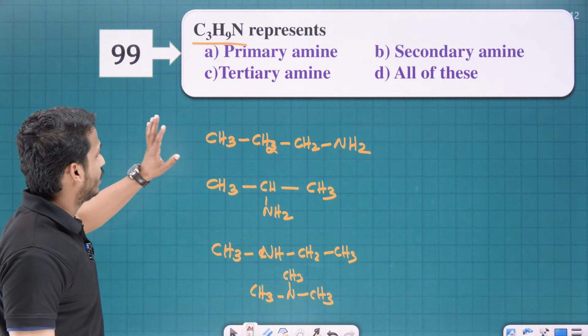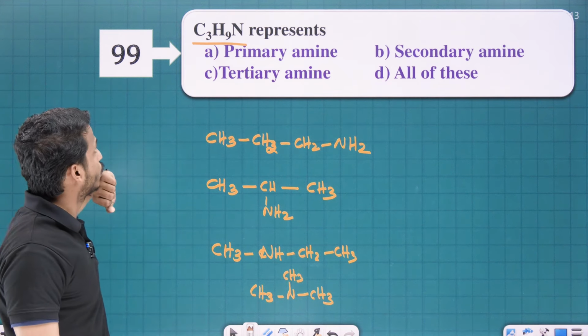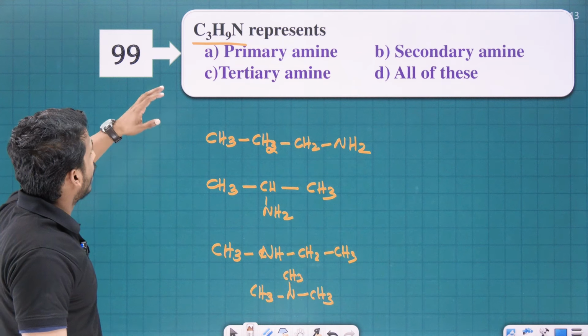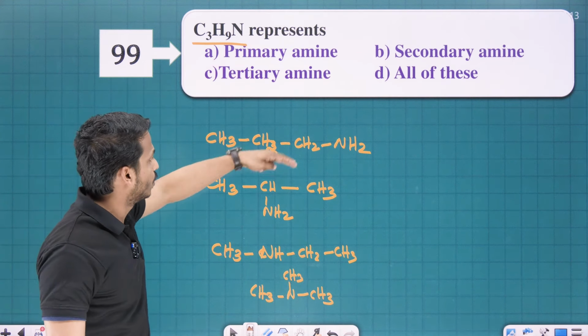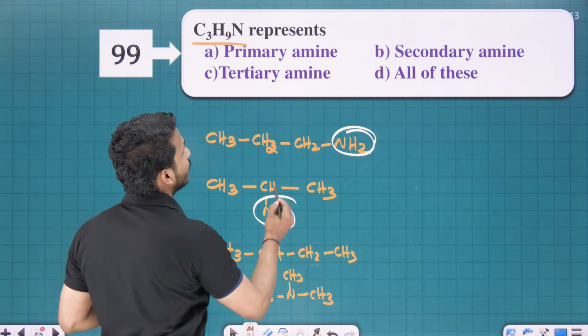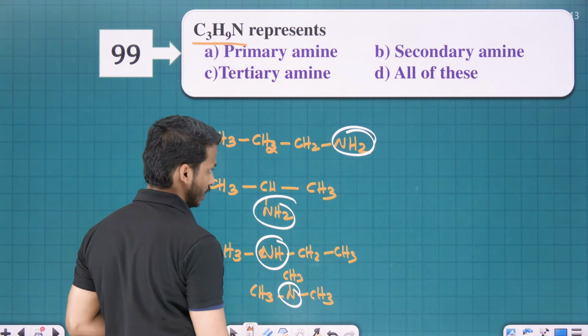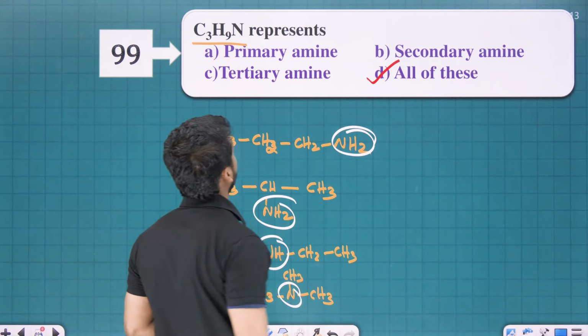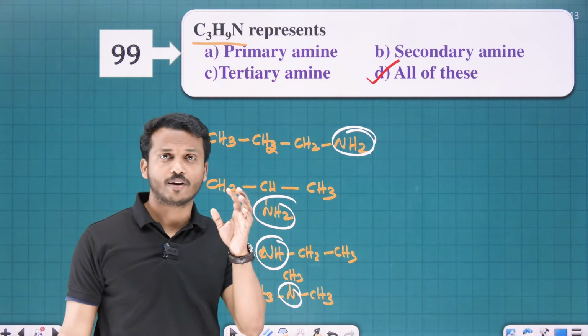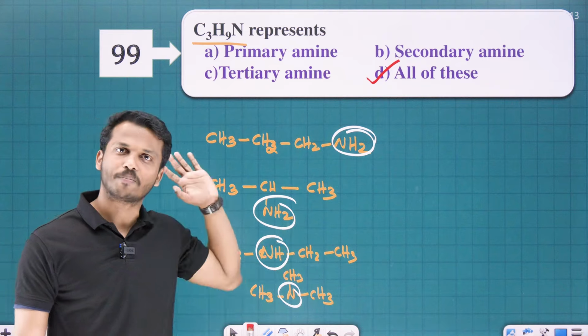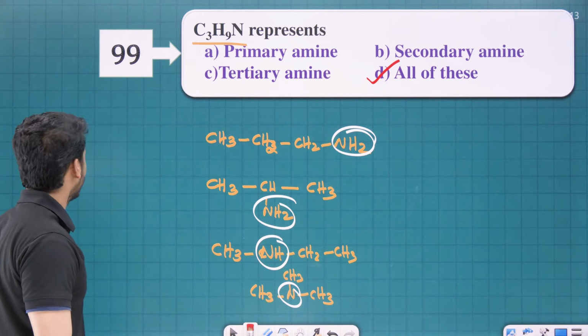Question: these are the possible structures for this amine. Does this amine represent a primary amine? Yes, possible. These are primary. Secondary amine possible. This is secondary. Tertiary amine possible. All of these, yes, so we can go with option D. With the C3H9N formula, all 3 types of amines are possible. These are the 4 amines.